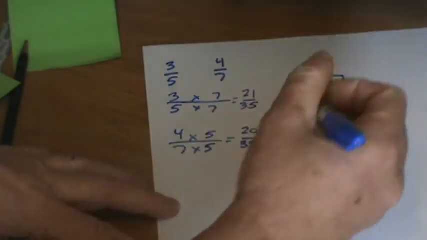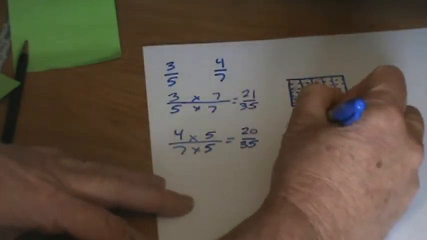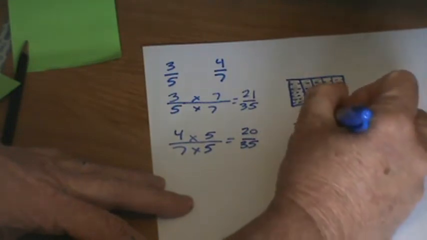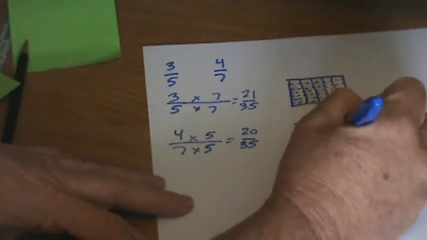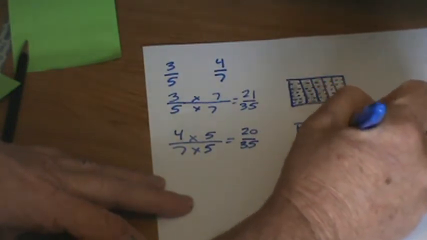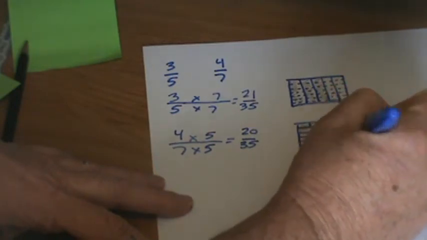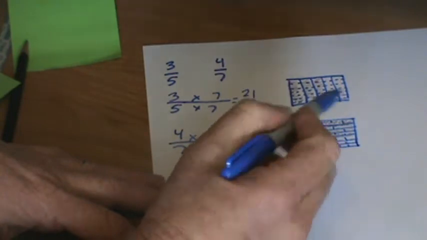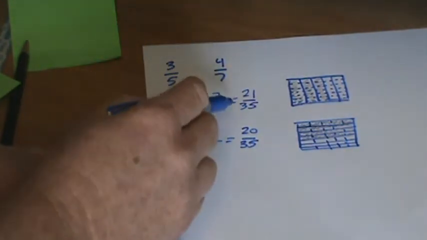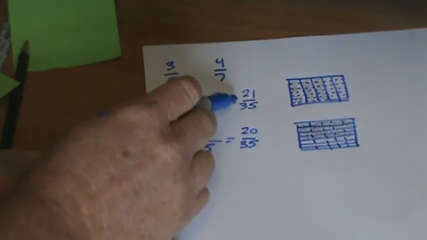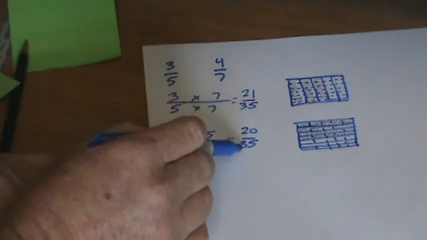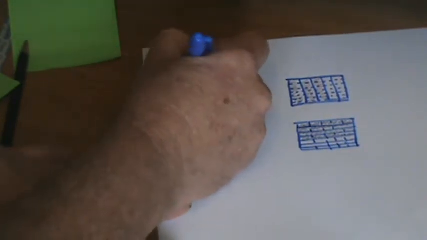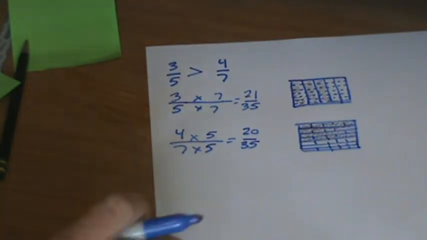But let's just go ahead and break this up into 35ths. 3, 4, and 5. And we could see 1, 2, 3, 4, 5, 5, 10, 15, 20. 20 35ths. So what's bigger? Well, 3/5 equals 21 35ths, and the 4/7 equals 20 35ths. So 3/5 is indeed larger. Okay, let's do the next one.